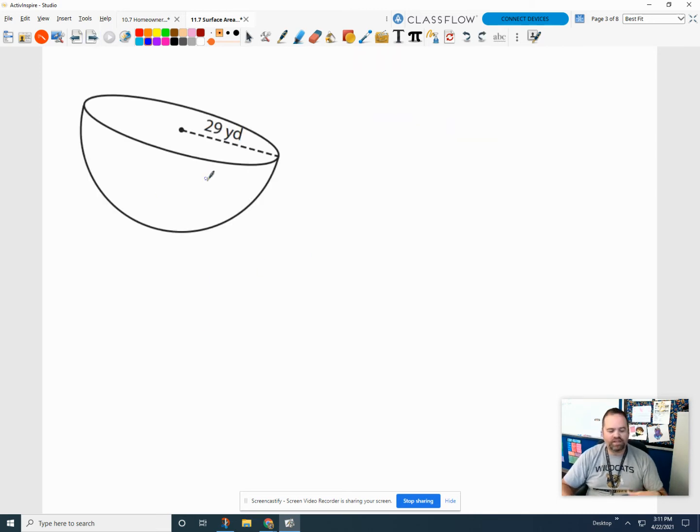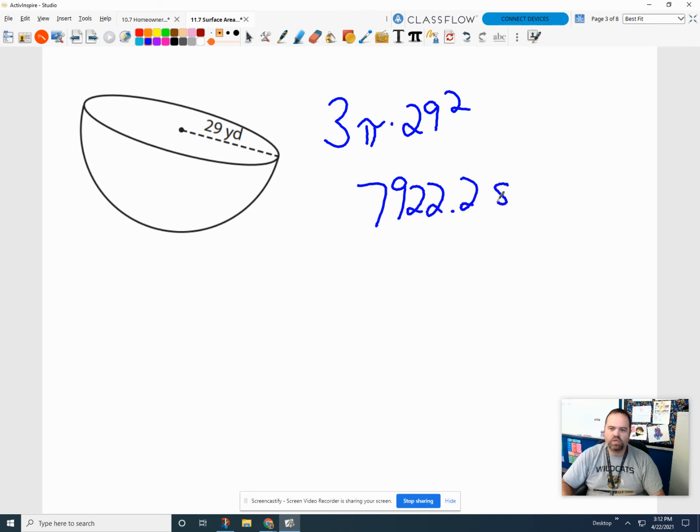Okay, surface area of this hemisphere with a radius of 29 yards is going to be 3 pi times 29 squared. This is going to give you a big answer because of the 29. 7,922.2 square yards. Okay.